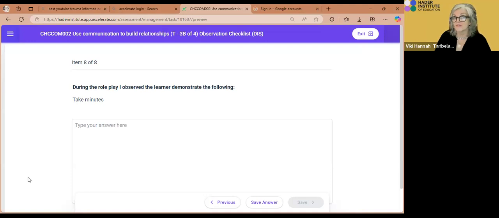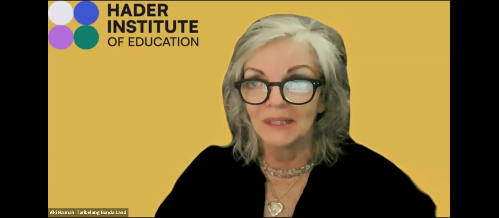So that's an observation checklist, something that your assessor is filling in as you are doing your role play in real time. Okay, so I hope you find that helpful. And that is how an assessor marks a role play. We have an assessment tool, and we make sure that we provide you with any of that feedback in your learner portal after you submit that.